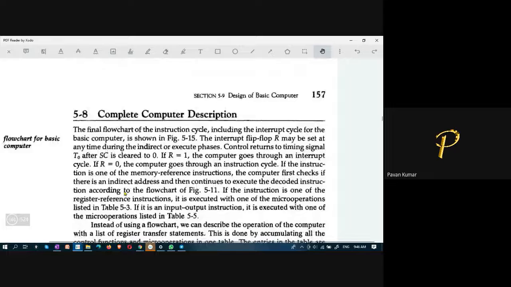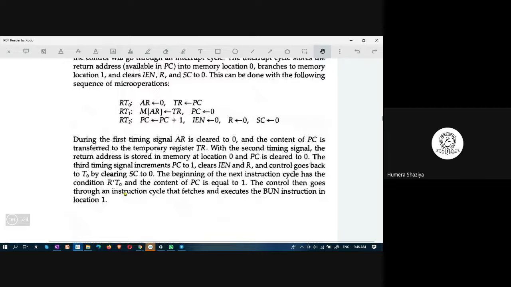No, ma'am. Okay, I think with this we have completed our second unit. Do you have any doubt in any concept of the second unit? You can ask.